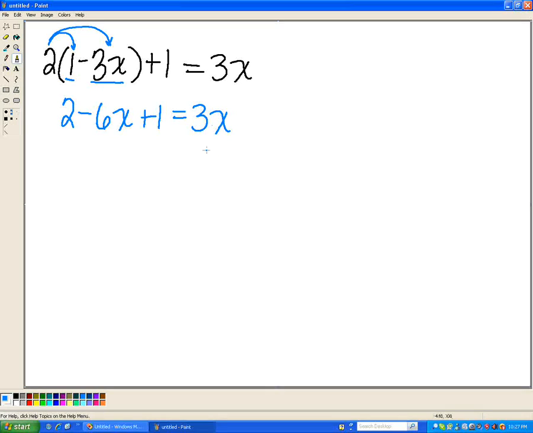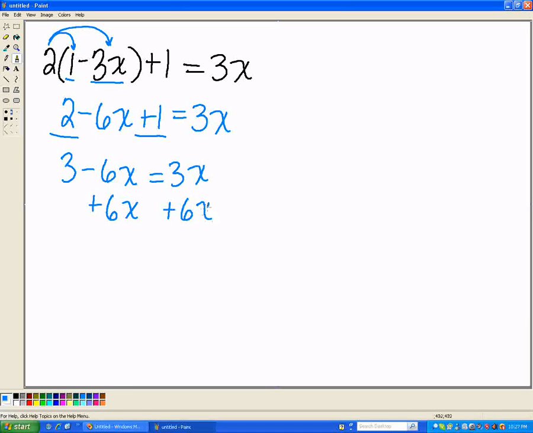And then equals 3x. Now remember, when we're solving a linear equation, we want to get all our variables on one side and all our numbers on the other. So my next step is to combine the 2 and the 1. I get 3, and now I've got 3 minus 6x equals 3x. I want all my variables on one side and all my numbers on the other, so I'm going to add 6x to both sides.